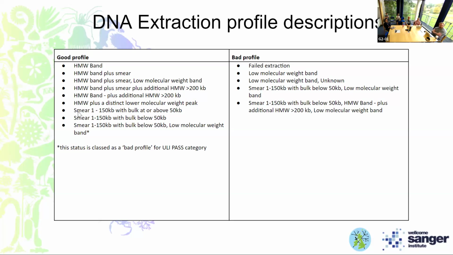And then we get sort of DNA that's mainly smeared, but with the bulk above 50 kb or below 50 kb. And then we have really poor profiles where there's sort of no trace at all on the Femto, or where we've got this really low molecular weight band only, so under 10 kb band of DNA. But then we've got sort of combinations of the smear with a low molecular weight band included. So there's a lot of sort of profiles that we get, as you can see from this table.